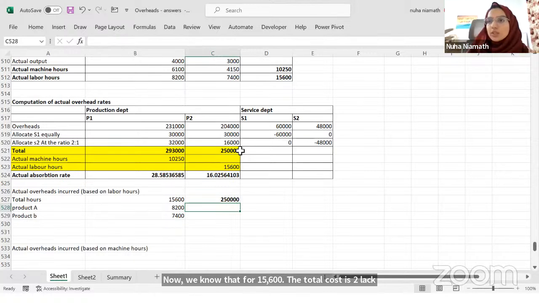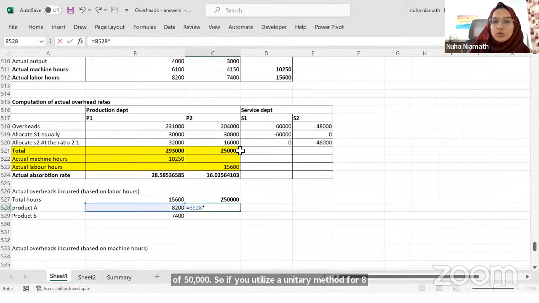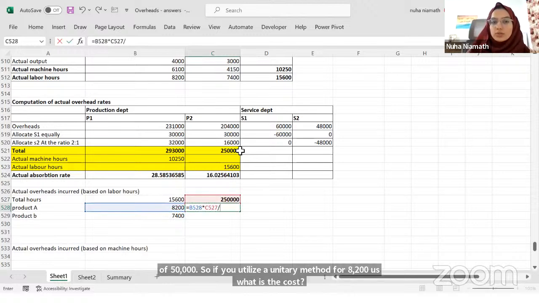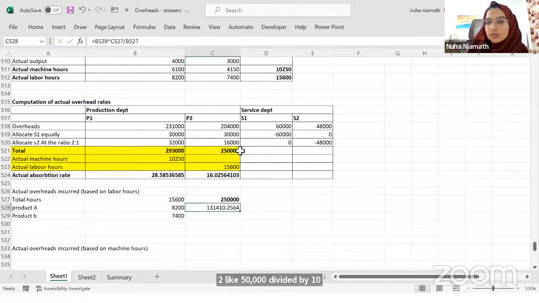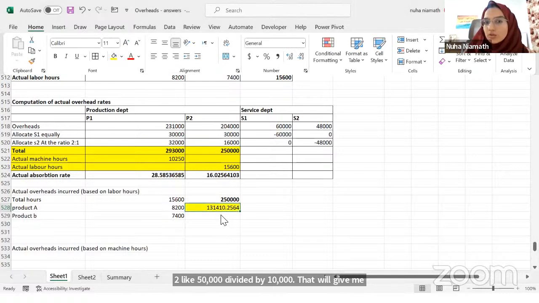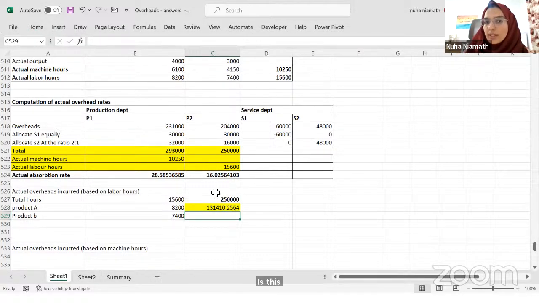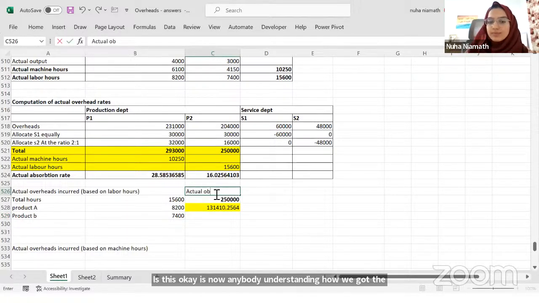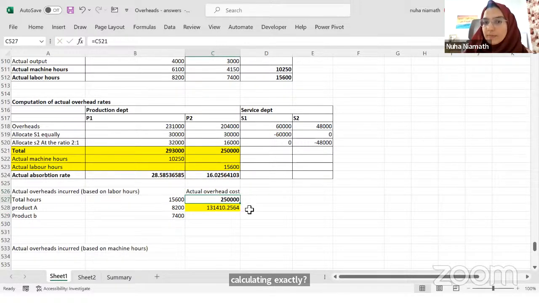So if you utilize a unitary method, for 8,200 hours, what is the cost? 8,200 into 2,50,000 divided by 15,600. That will give me 1,31,410. Is this okay? Is everybody now understanding what we are calculating exactly? Is this clear, everybody? Everybody understood the unitary method, right? Okay. Thank you, Athira. How about the others?